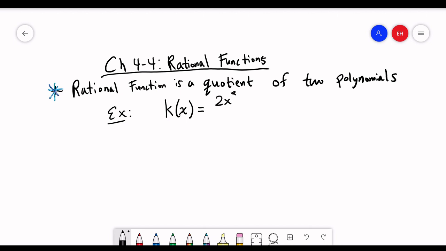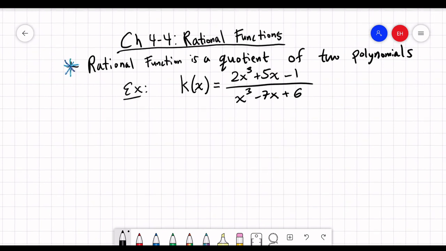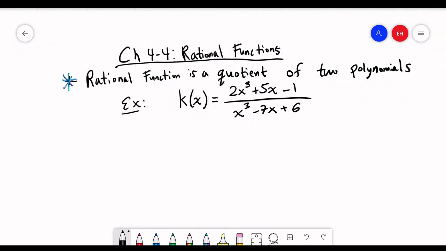So here's an example. K of x equal to 2x cubed plus 5x minus 1. That's a perfectly good polynomial. And then I'm going to put it over x cubed minus 7x plus 6. So it's just a fraction of two polynomials, and if I do have a fraction of two polynomials, then I have a rational function.